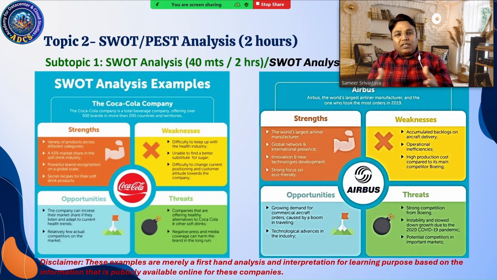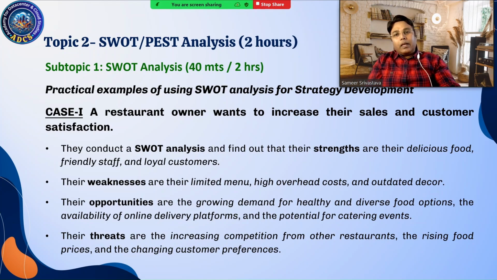So these are 2 examples of SWOT analysis. These were freely available from the internet. I have taken Coca-Cola company and Airbus. Okay. Now, practical examples of SWOT analysis for strategy development.